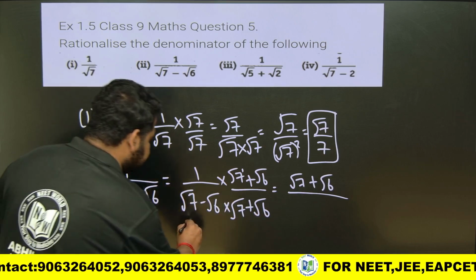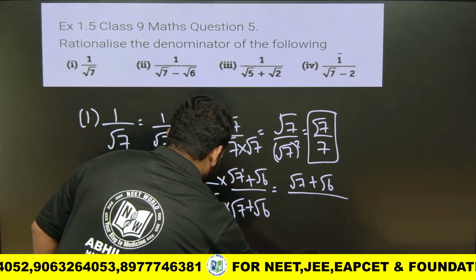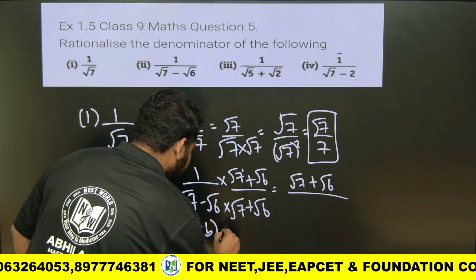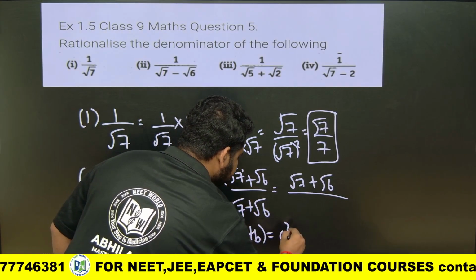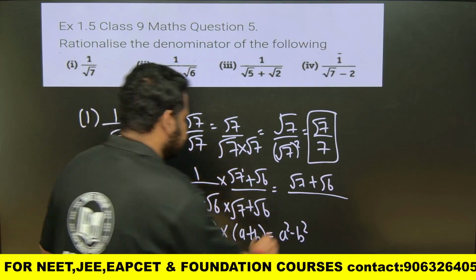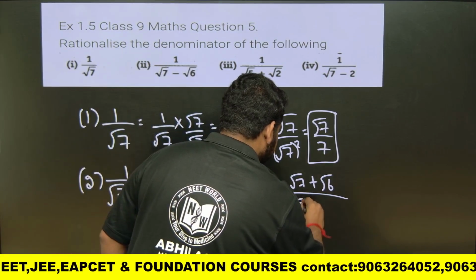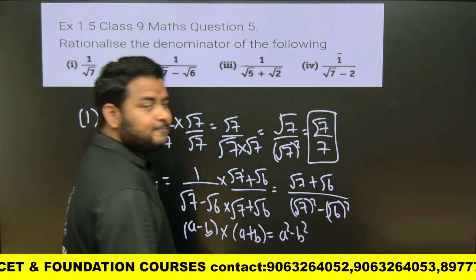Of which form is this? A minus b into a plus b. This gives us a square minus b square, correct? This gives us a square minus b square. So I can write it as root 7 whole square minus root 6 whole square.